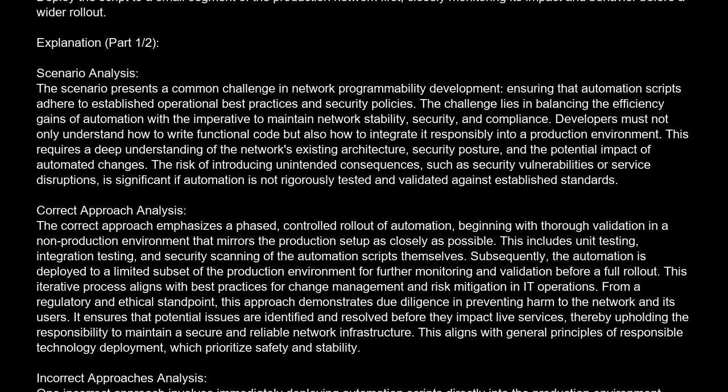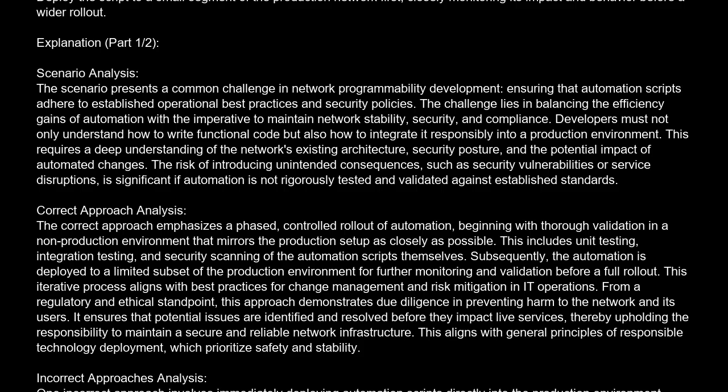into a production environment. This requires a deep understanding of the network's existing architecture, security posture, and the potential impact of automated changes. The risk of introducing unintended consequences, such as security vulnerabilities or service disruptions, is significant if automation is not rigorously tested and validated against established standards.